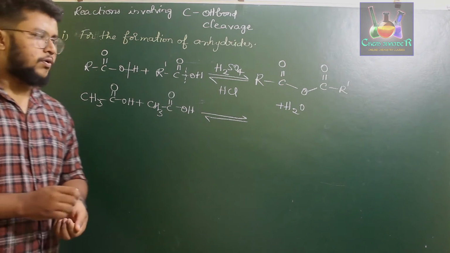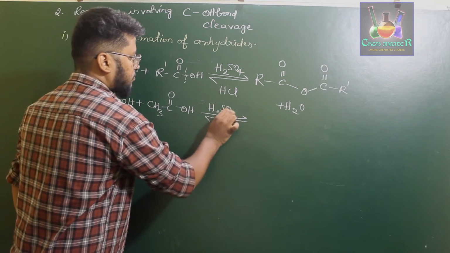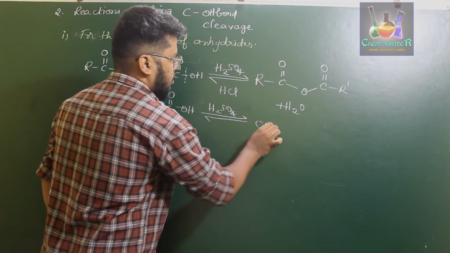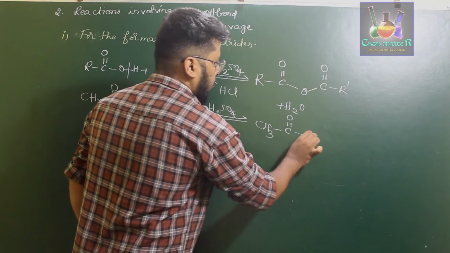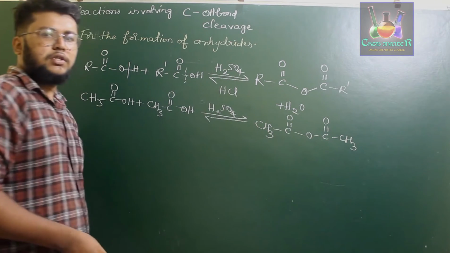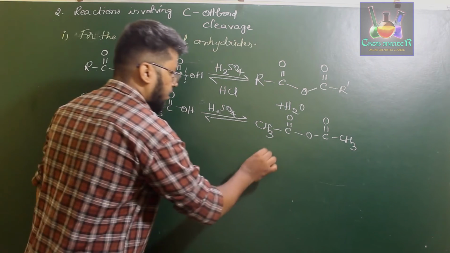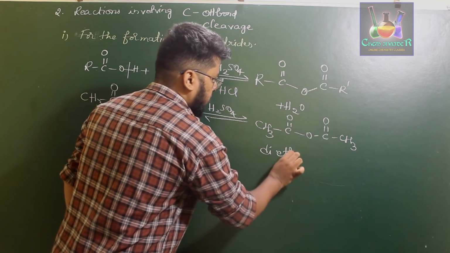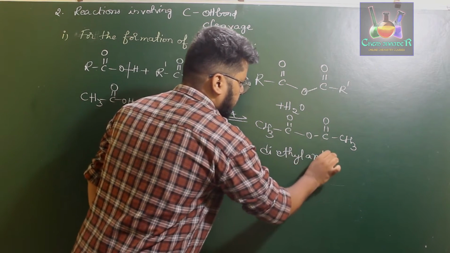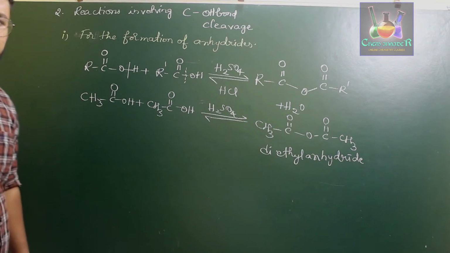When you treat with H2SO4, it forms CH3, C double bond O, O, C double bond O, CH3. This is called ethanoic anhydride. So this is a simple example for simple anhydrides.